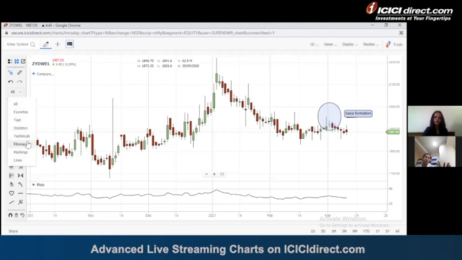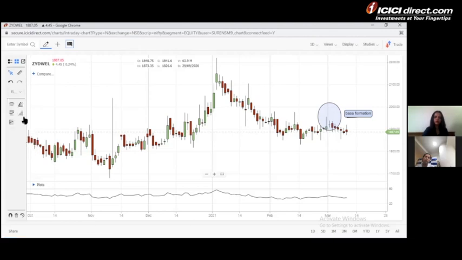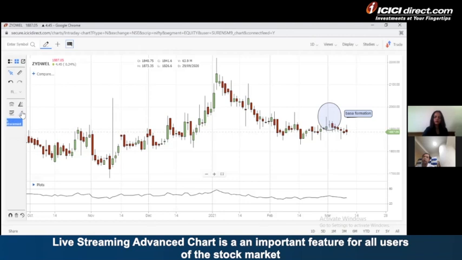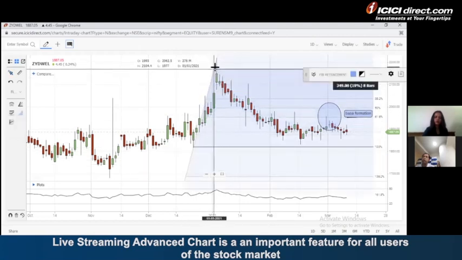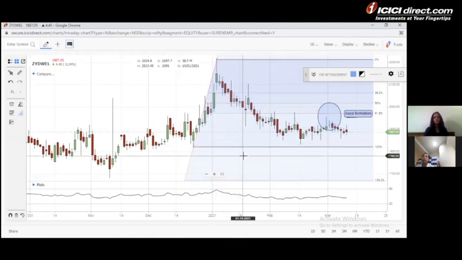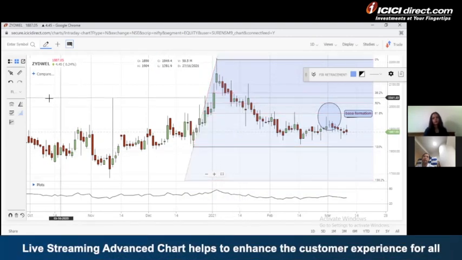So if I want to see the Fibonacci retracement, just go here and select the Fibonacci. You can click here. From here also you can use the same Fibonacci retracement. You can use it in day-to-day activity. So this is how the drawing helps you in day-to-day activity.